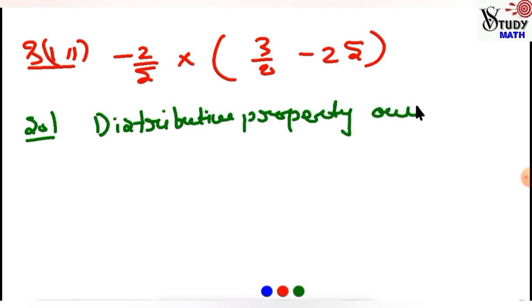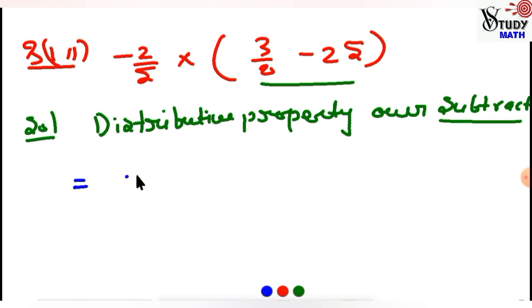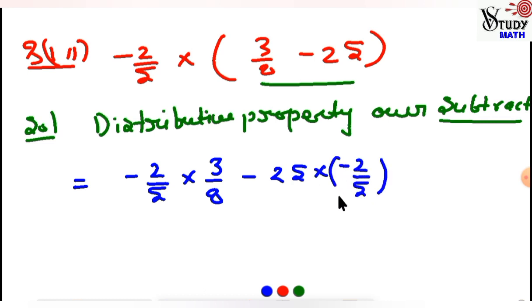Tell me the operation in this small bracket. Is it addition or subtraction? Subtraction, so we are going to write here subtraction. Clear everybody? So now apply this here. So we have negative 2 by 5 multiplied by 3 by 8 and negative 25 multiplied by negative 2 by 5. So 2 and 2 cancel, 5 and 5 cancel.